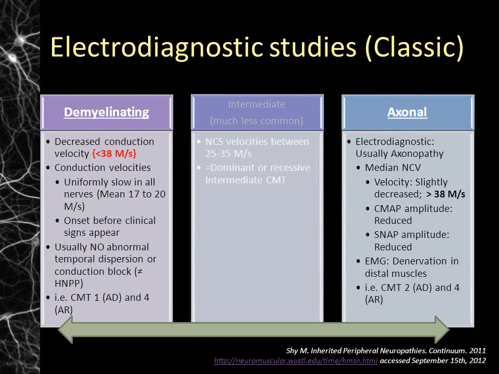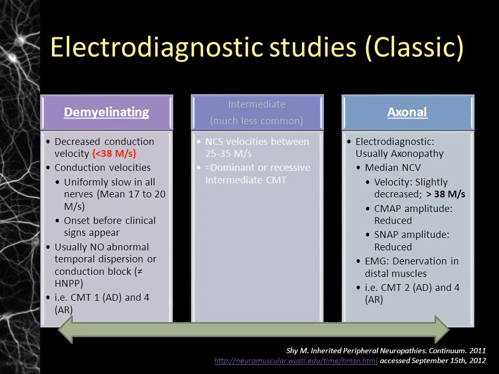Axonal. Electrodiagnostic, usually axonopathy. Median NCV velocity slightly decreased, greater than 38 m/s. MAP amplitude reduced. SNAP amplitude reduced. EMG: denervation in distal muscles.